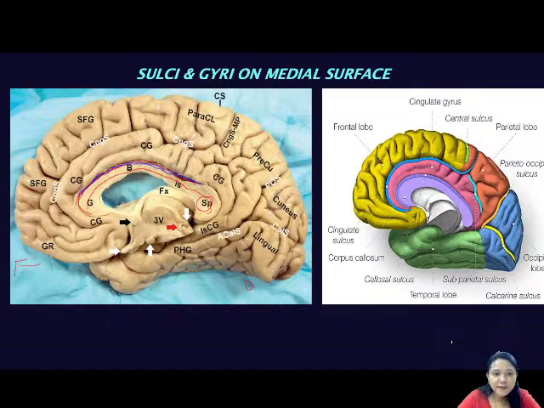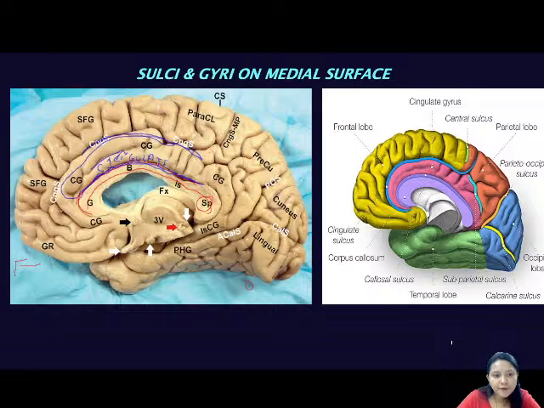Above the callosal sulcus, this gyrus is known as the cingulate gyrus. So you have the cingulate gyrus above the callosal sulcus, and above the cingulate gyrus you have another sulcus. This entire area is the cingulate gyrus, and above that you have another sulcus, the cingulate sulcus.